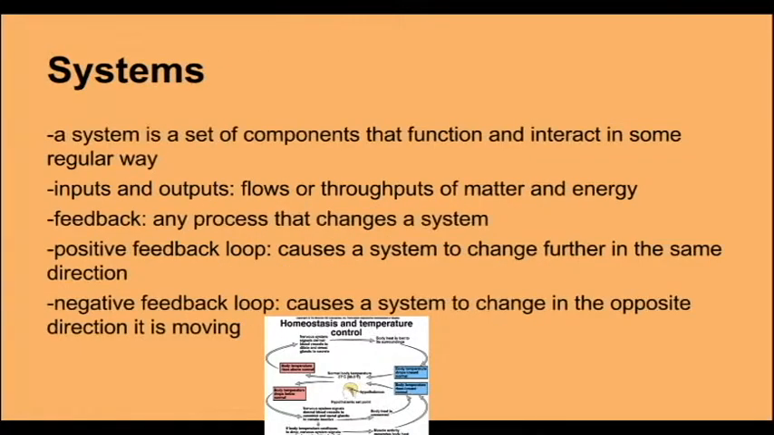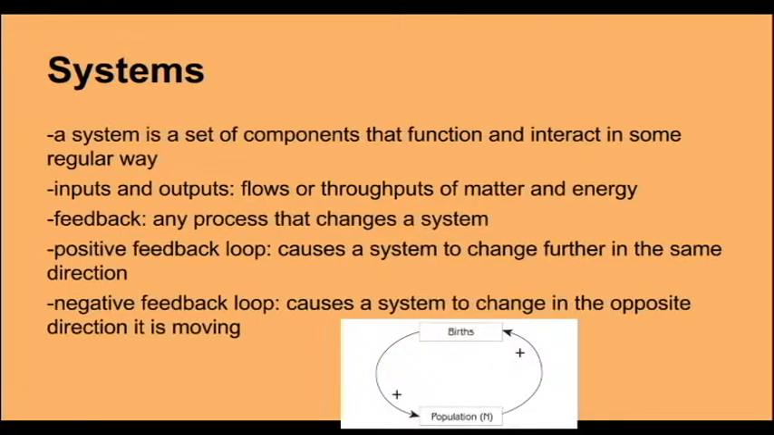So a system is a set of components that function and interact in some regular way. Inputs and outputs flow through it, of matter and energy. A feedback is any process that changes a system. There are two different feedback loops. There's a positive feedback loop, which causes a system to change further in the same direction. A negative feedback loop, which is the second kind, causes a system to change in the opposite direction from the one it is moving.